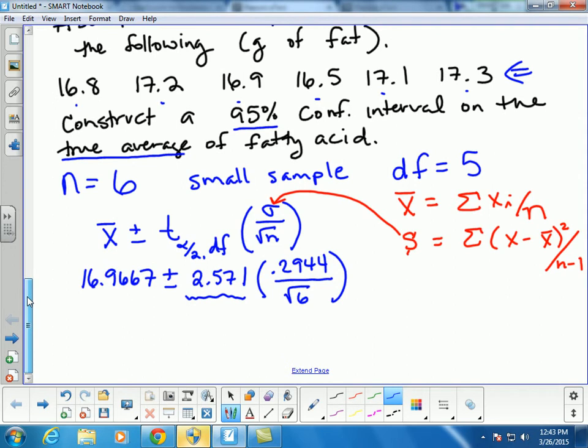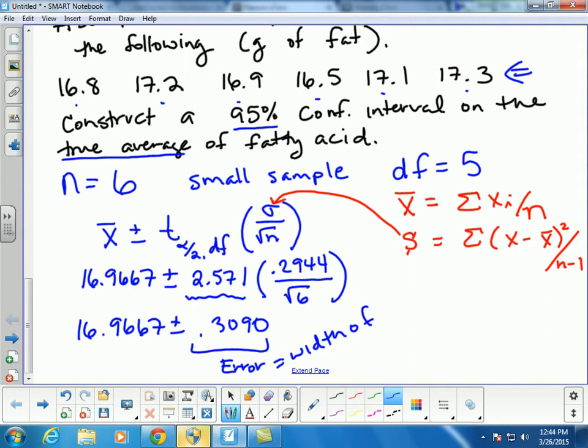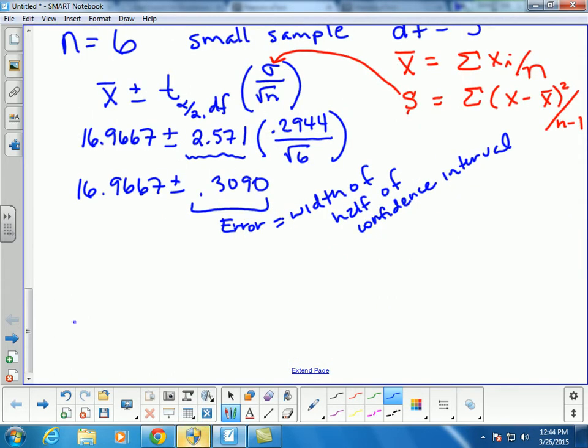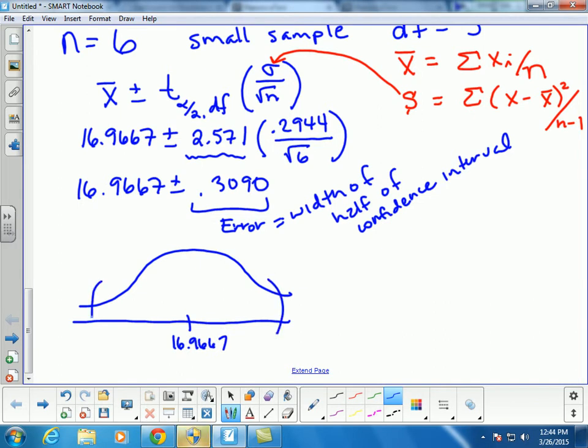Then I'm going to proceed to do the calculations, and I get 16.9667 plus or minus, and when I do that calculation, 0.3090. This is the error, which is also the same as the width of half the confidence interval. From a graphical perspective, this confidence interval is centered around 16.9667, and the bounds are what I'm trying to find. This width right here is 0.3090, and this width right here is 0.3090. So I'm going to find those by adding and subtracting.